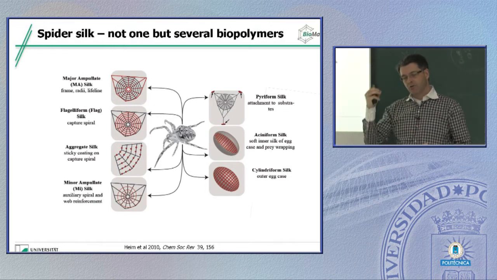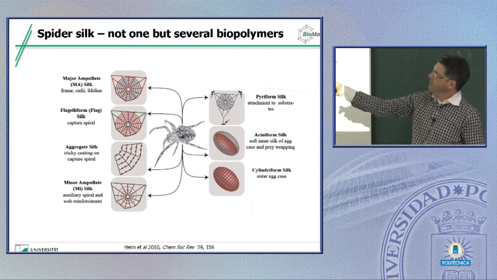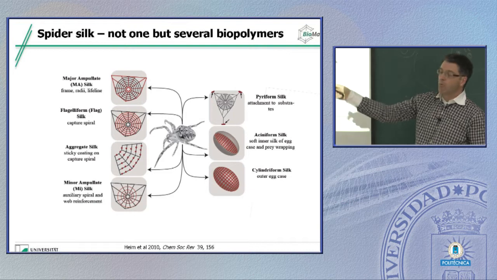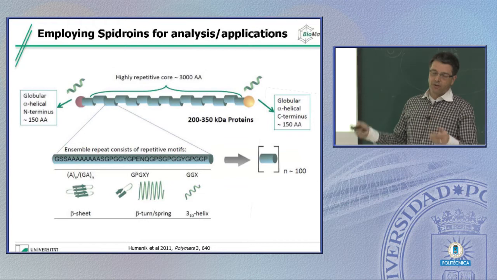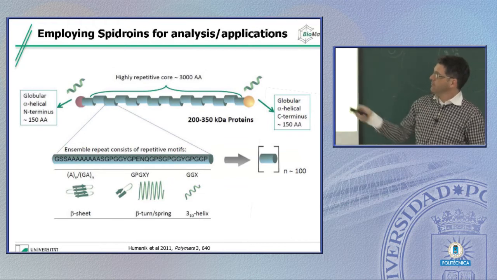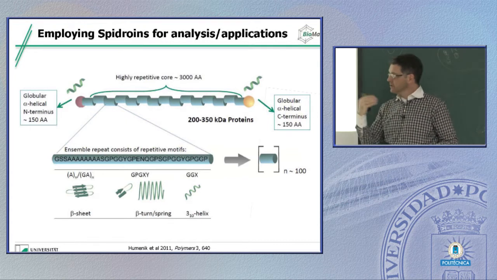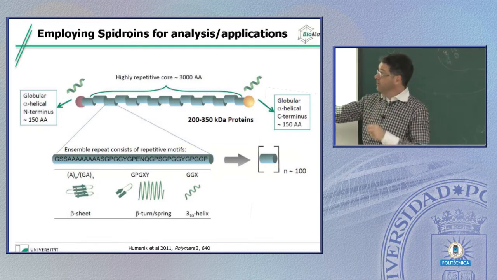This is very important to know, because if we talk about silk, we typically talk about major ampollate silk. This is what we know most about. Recently, we also get information on the other types of silk, but most is known about major ampollate silk, and everything I will tell you from now on will be about major ampollate silk, because this is what we know most about.